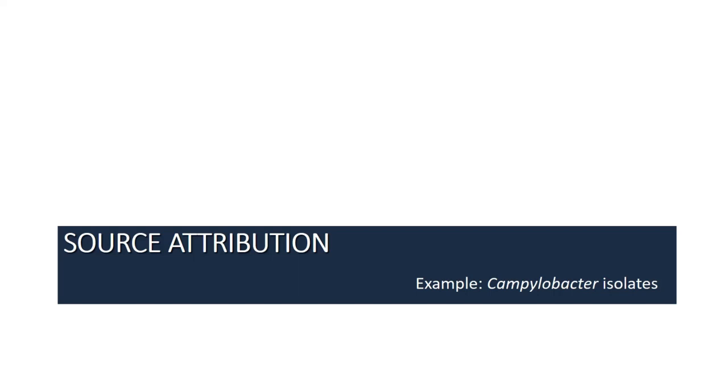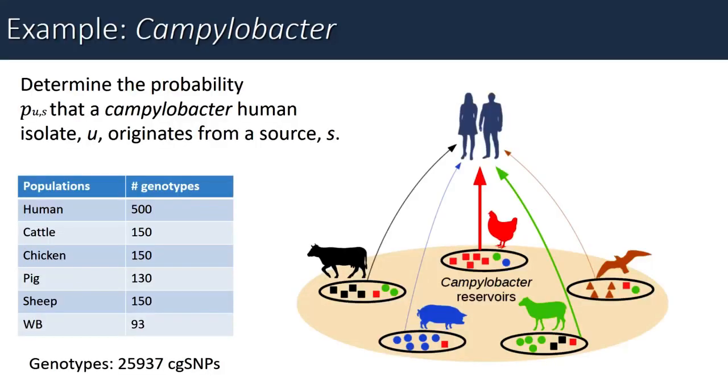We'll now use the program for source attribution of Campylobacter isolates. The aim is to estimate the probability that a Campylobacter infection in humans originates from a given reservoir. In particular, we consider 5 Campylobacter reservoirs represented by 5 populations. The genotypes consist of 25,937 core genome SNPs, and the number of isolates in each population are given in this table.